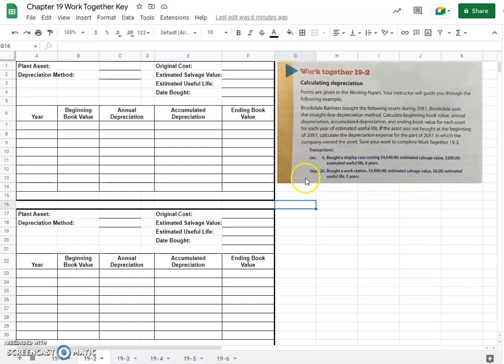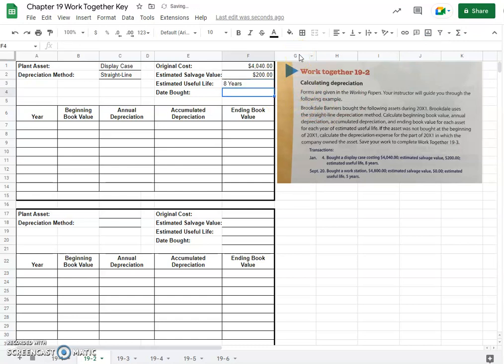Okay, so the first one bought is a display case costing $4,040, salvage value of $200, estimated useful life of 8 years. So the asset was a display case. We are doing straight-line depreciation. Probably should be a hyphen in there. The original cost, it tells us, was $4,040. We could put some dollar signs on that. The salvage value, they said, was $200. Useful life was 8 years.